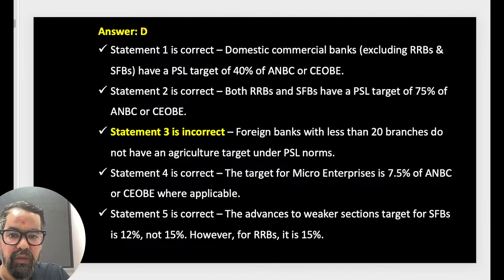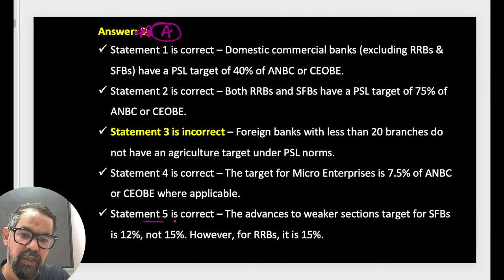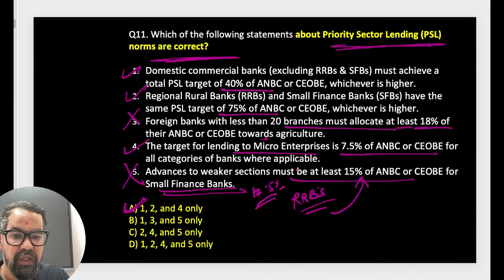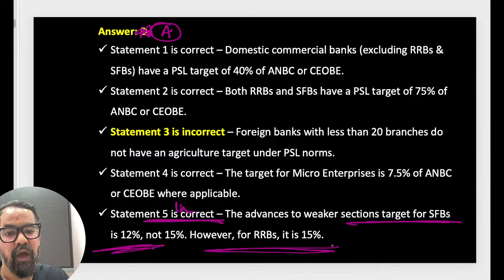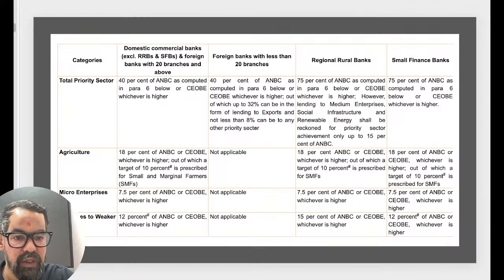D no, we need to correct this one, so it will be A only, and the statement 5 is 12% आपका, 12% not 12.5, हाँ sorry, it is 12% आपका. ठीक है, 12% only. So आपका this is incorrect. Here the explanation is given, fine, it is 12% not 15%. RRBs they have to lend 15% आपका. ठीक है, so this is the further bifurcation also for your reference purpose.